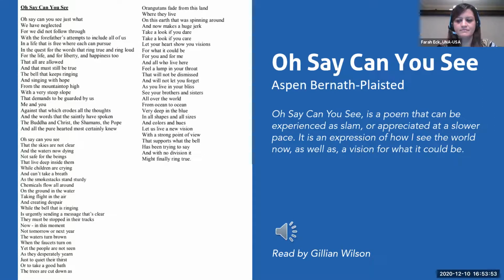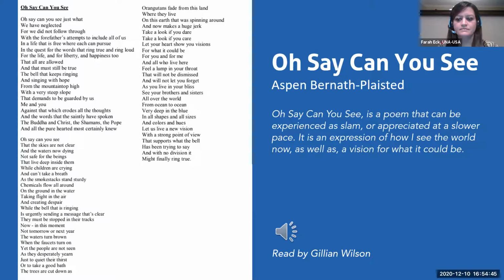Oh say can you see just what we have neglected? For we did not follow through with the forefathers' attempts to include all of us in a life that is free, where each can pursue in the quest for the words that ring true and ring loud, for the life and for liberty and happiness too, that all are allowed, and that must still be true, the bells that keep ringing and singing with hope, from the mountain top high, with a very steep slope that demands to be guarded by us, me and you, against that which erodes all the thoughts and the words that the saintly have spoken, the Buddha and Christ, the shamans, the Pope, and all the pure-hearted most certainly knew.